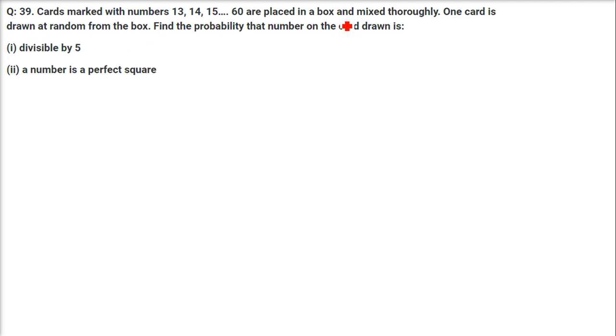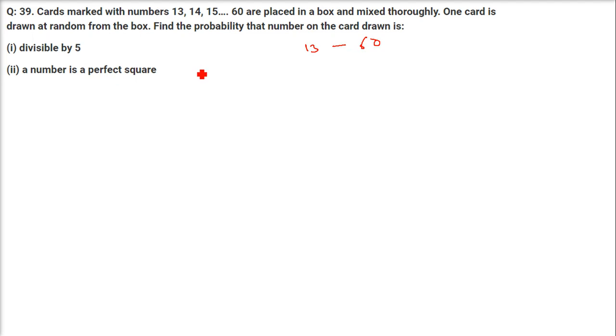Cards marked with the numbers 13 to 60 are placed in a box and mixed thoroughly. That is 13 to 60, so you have to count how many numbers are there. One card is drawn at random from the box. Find the probability that the number on the card drawn is divisible by 5. So you have to write the table of 5 between 13 and 60. Please understand, you have to write numbers between 13 and 60, with these 2 numbers, of course, inclusive.